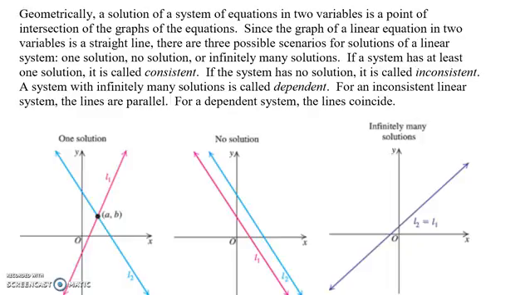If the system has no solution, it's called inconsistent. And a system with infinitely many solutions is called dependent. Now, a system with infinitely many solutions would also be consistent because a consistent system has at least one solution. But if it has infinitely many solutions, it's also referred to as a dependent system. For an inconsistent linear system, the lines are parallel. For a dependent system, the lines coincide.